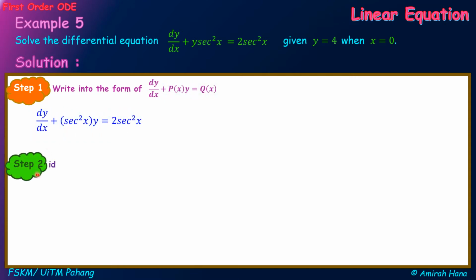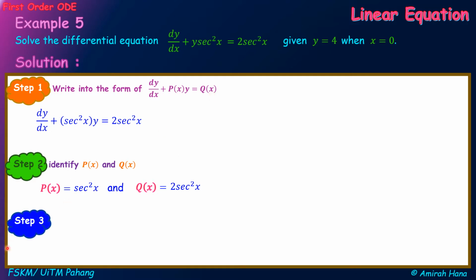Then we continue with step 2: identify P(x) and Q(x). We have dy/dx, where the coefficient of dy/dx is positive 1, and then a plus sign, and beside the term containing y, we have P(x). P(x) equals sec²x. Q(x) equals 2 sec²x. Q(x) should be the term not containing y.